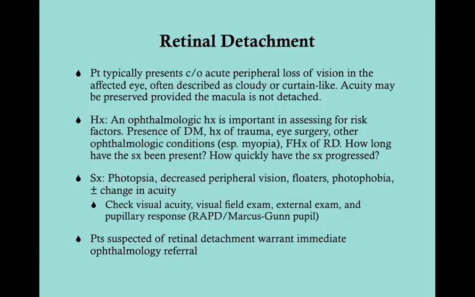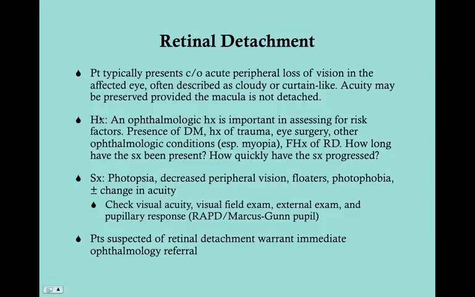The acuity can be preserved provided that the macula is not detached. So if you ask a patient with early retinal detachment to read something, provided it's not affecting the macula, they will be able to read. They will not have a defect in acuity. But once the macula becomes detached, the acuity begins to deteriorate, and they start to have blurry vision as opposed to just cloudy peripheral vision.